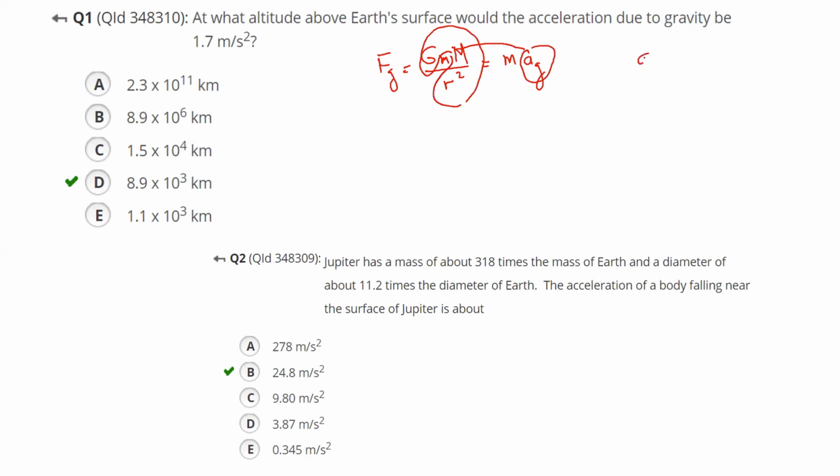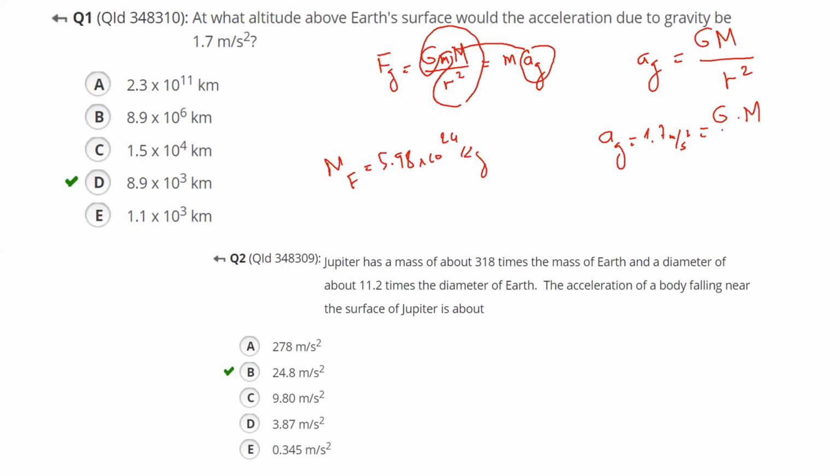Basically, gravitational acceleration is just g = G mass of the Earth divided by r squared. Okay, good. Now here I gave you ag. Ag is 1.7 meters per second squared, and I know G. I know the mass of the Earth. You check your formula sheet. Mass of the Earth is just 5.98 times 10 to the power 24 kilograms.